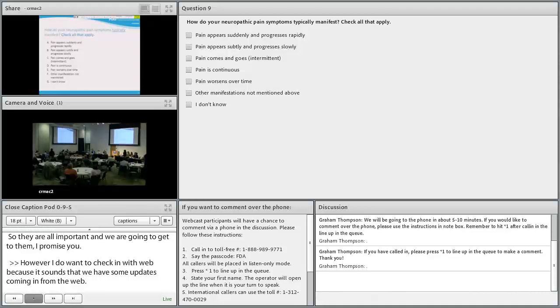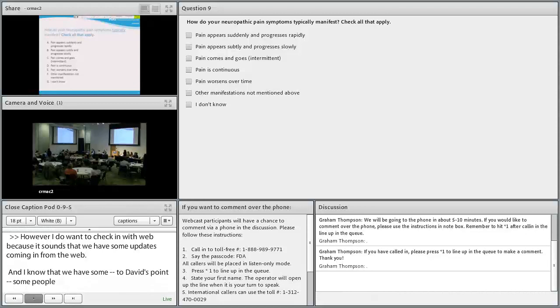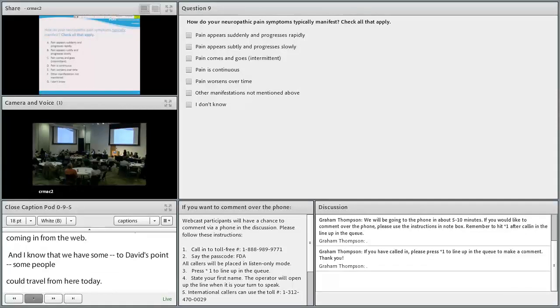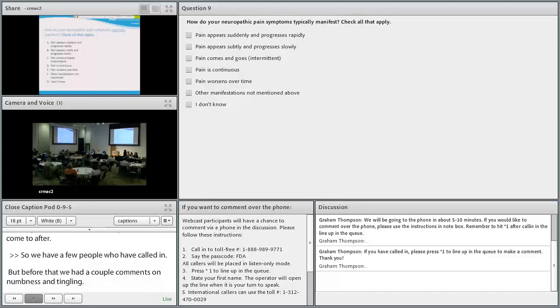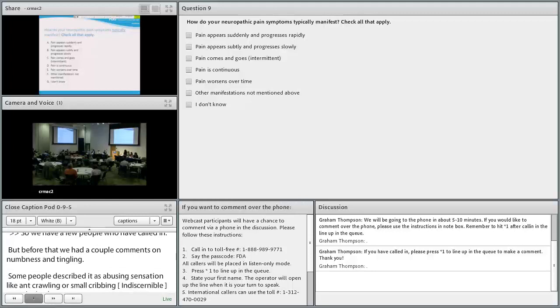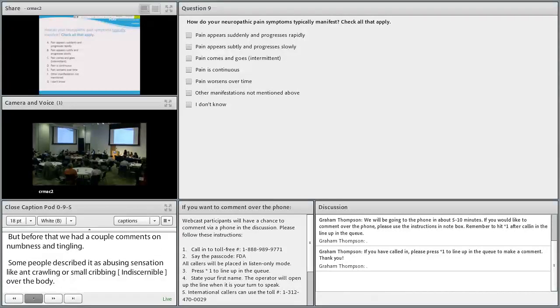So we have a few people who have called in, but before that we've had a couple comments on numbness and tingling. Some people have described it as a confusing sensation like ants crawling or small cramping localized over the body. Numbness has been described as just having a lack of sensation or feeling in certain body parts or localized tingling. And some people describe tingling as mild to moderate electric shocks. Okay, thank you. Adam, would you like to?